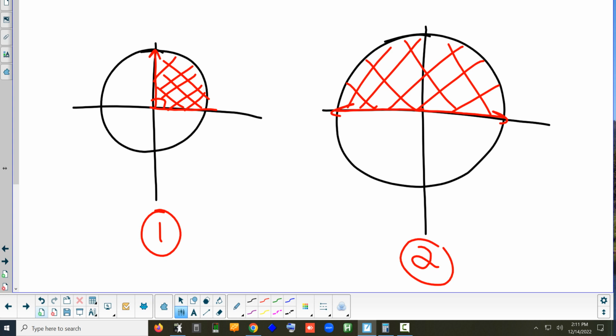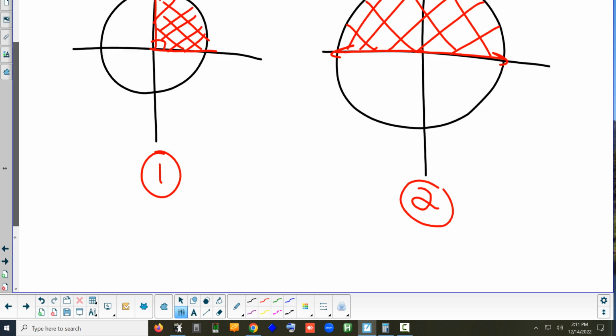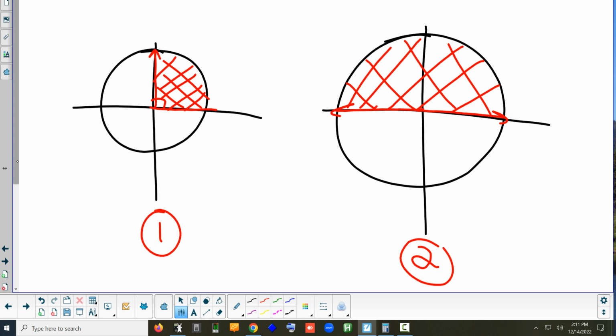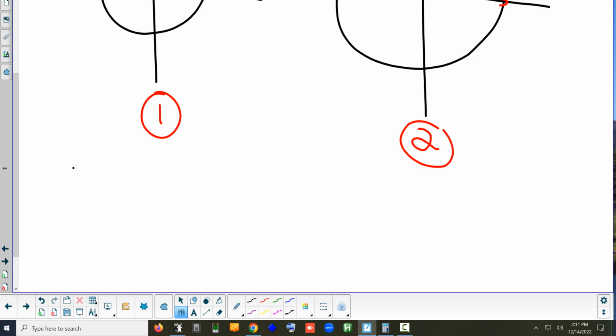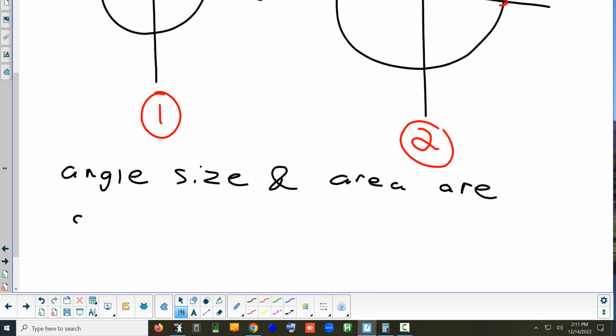How about the size of the area? It also doubled. So what that means about angle size and area size is they're directly proportional. If you double the size of your angle, you double the size of your area. Make your angle half as big, you make your area half as big. They're directly connected. All right, so angle size and area are directly proportional.